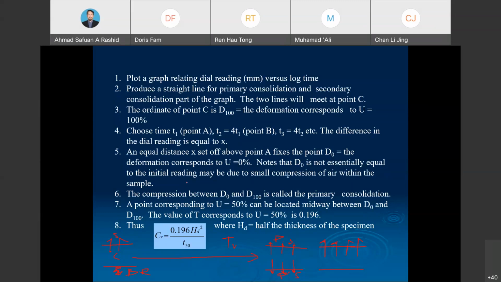So this T50 is for our case equivalent to 16. And then we just imagine the HD is 20 millimeter. So the value of the CV can be easily get once we have determined the T50 value.